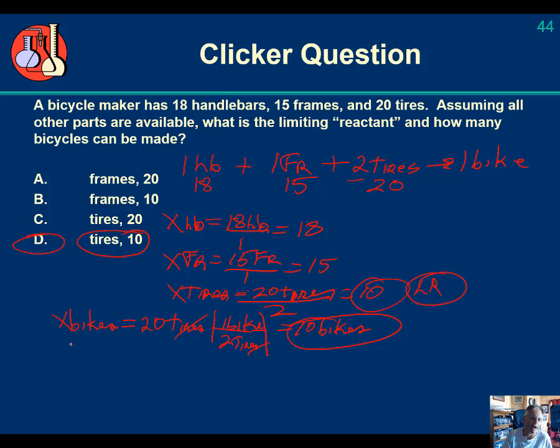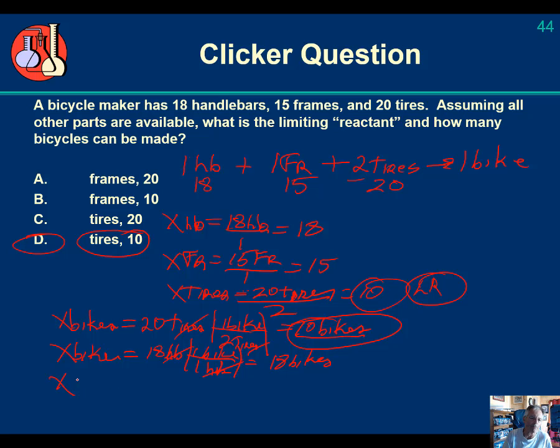Now, I could have gone ahead and done the problem 2 more times. X bikes, I've got 18 handlebars, and 1 bike requires 1 handlebar. So that's a 1-to-1 ratio. When I cancel, handlebars cancels, I get 18 bikes. But I already know that if I only have 20 tires, I'm going to run out of tires before I get to 18 bikes. I'll run out of tires when I get to 10 bikes.